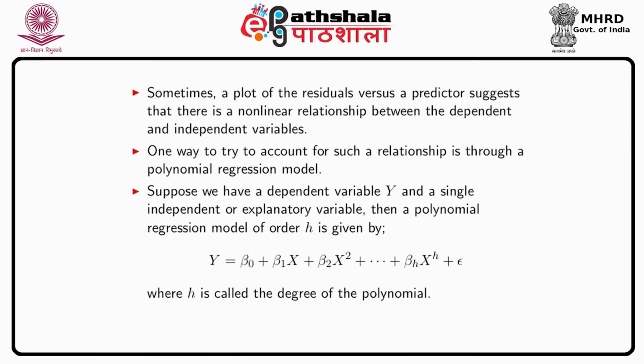Now, suppose we have a dependent variable y and a single independent or explanatory variable. Then a polynomial regression model of order h will be given by y equals beta 0 plus beta 1 x plus beta 2 x squared plus and so on up to beta h x to the power of h, plus epsilon, where h is the degree of the polynomial, y is the response vector, and epsilon is the error term.